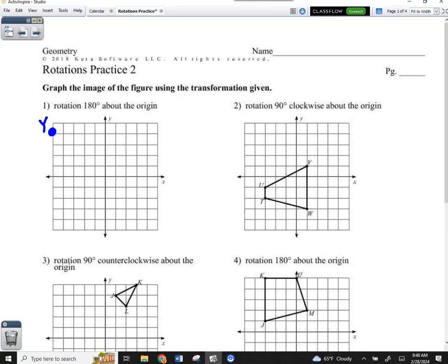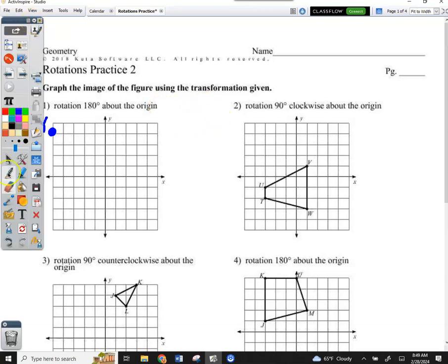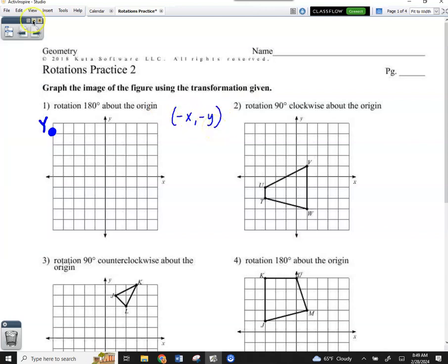The 180 rule, I kind of already have memorized. I'm not saying you need to memorize it, but you would look in your little booklet, you'd copy the rule, it's negative x, negative y, and so now you would apply the rule. The rule is negative x, negative y. This y value, this point, Y, has the coordinates negative 5, positive 4. So Y prime would become what? Positive 5, negative 4. And then I would graph it.